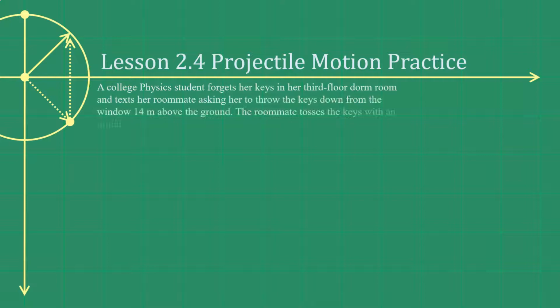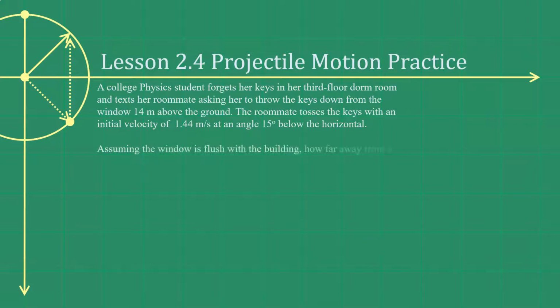This is a much more straightforward problem, only one part. A college physics student forgets her keys in her third-floor dorm room and texts her roommate asking her to throw the keys down from the window 14 meters above the ground. The roommate tosses the keys with an initial velocity of 1.44 meters per second, a very slow initial velocity, but it's not like the roommate is trying to really pelt her other roommate with these keys. So you would expect a nice gentle throw at an angle 15 degrees below the horizontal. So she's throwing them downward toward the physics student.